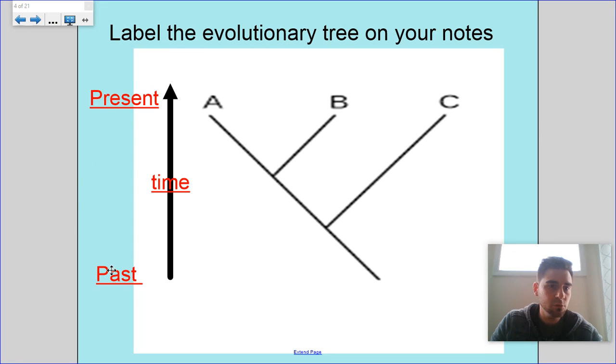Now, in your Google Doc, you're going to see this picture and then this line. Time is already marked for you. What you're going to do is just type in present up here. So A, B, and C are present. They're at the present day. And then past, you're going to put down here. So as you go across this line, you're going from the past to the present. Okay, so that's how you read this.